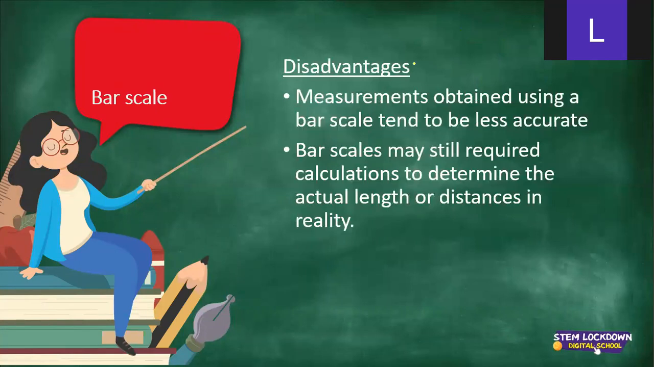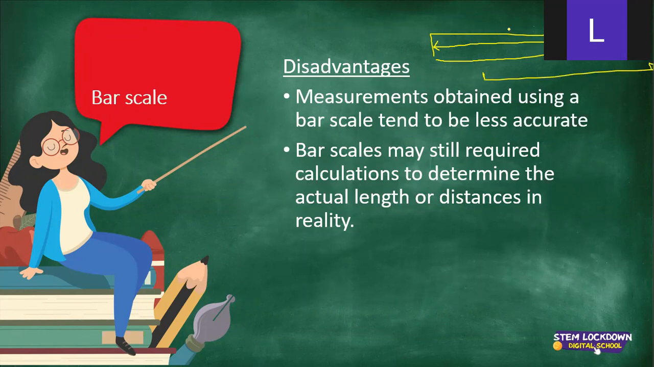Disadvantages of a bar scale. Okay, the first disadvantage of a bar scale is that measurements obtained using a bar tend to be less accurate. Why? Because you are now measuring a part, a distance, so sometimes learners tend to make mistakes. Some learners will measure 5.1, some will measure 5, some will measure 4.9. So these increments can make your calculations incorrect.